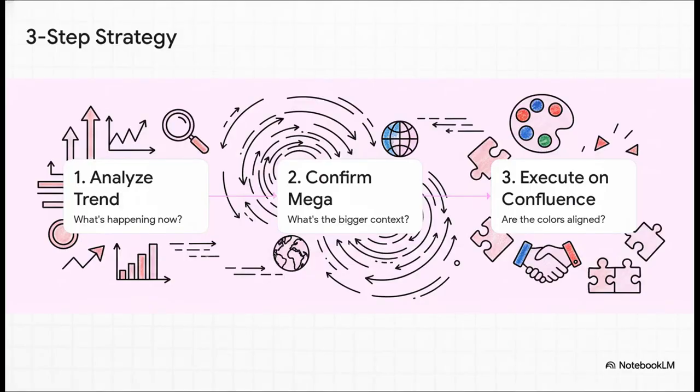So what this does is it gives you an incredibly simple 3-step framework. Step 1, analyze the trend. What's happening right now? Step 2, confirm with the megatrend. What's the bigger picture doing? And step 3, you look for confluence. Are those colors aligned? If they are, you execute.